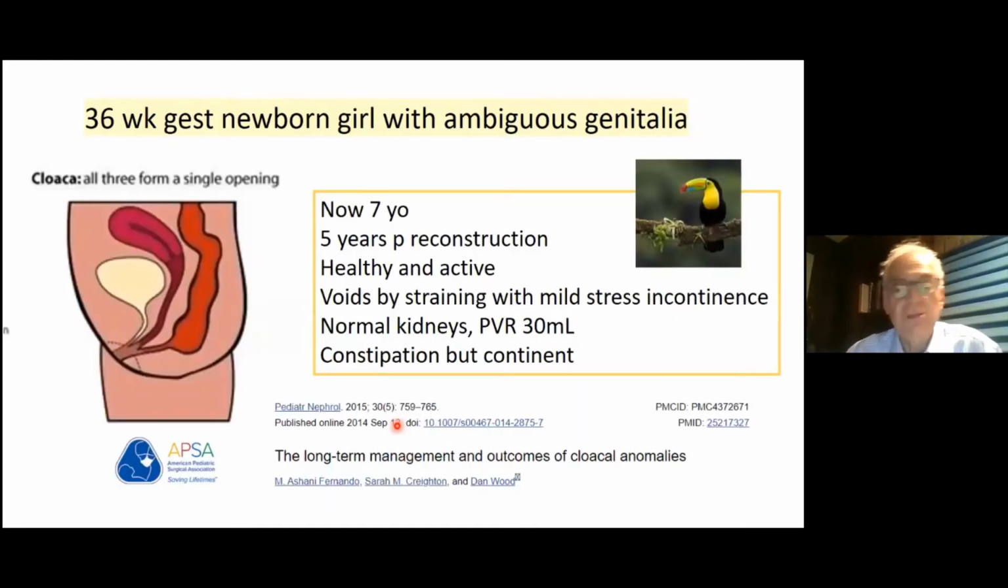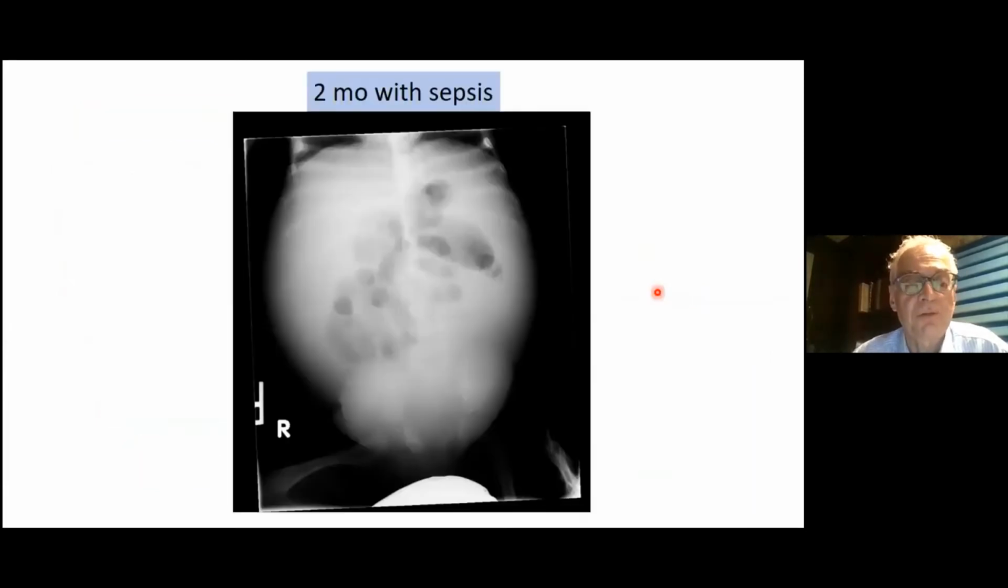Okay, and actually the day shortly before my last presentation to the residents, she came in for a follow-up. She was 7 years old at the time, voiding primarily by straining with mild stress incontinence, but basically normal, surprisingly normal kidneys, minimum residual, and continent of urine and stool for the most part. So she had a nice reconstruction.